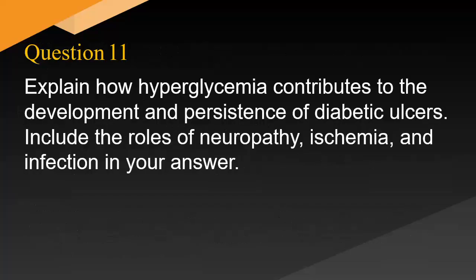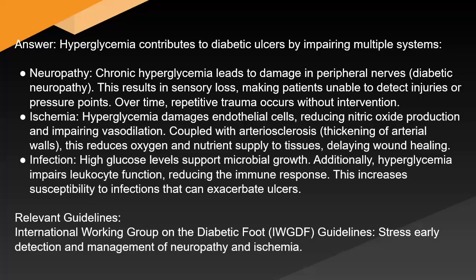Explain how hypoglycemia contributes to the development and persistence of diabetic ulcers. Include the roles of neuropathy, ischemia, and infection in your answer. Answer: hypoglycemia contributes to diabetic ulcers by impairing multiple systems. Neuropathy: chronic hypoglycemia leads to damage in peripheral nerves. Diabetic neuropathy results in sensory loss, making patients unable to detect injuries or pressure points. Over time, repetitive trauma occurs without intervention.